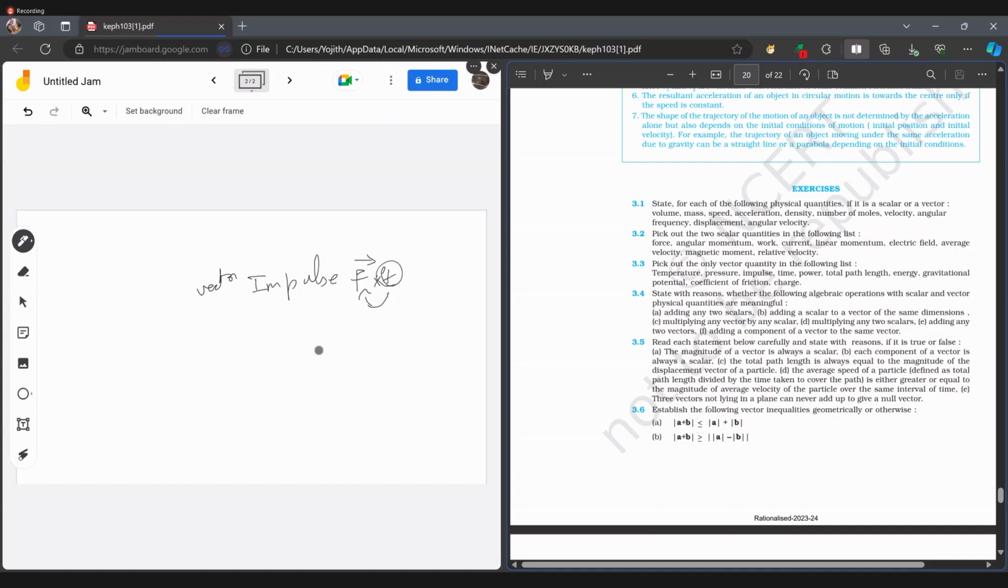Now for example, say I want to add speed and velocity. Speed to velocity. Speed doesn't have a dimension. Okay, so let's say the velocity of some car B is given as 20 kilometers per hour.